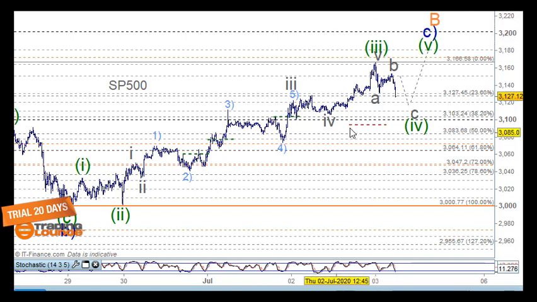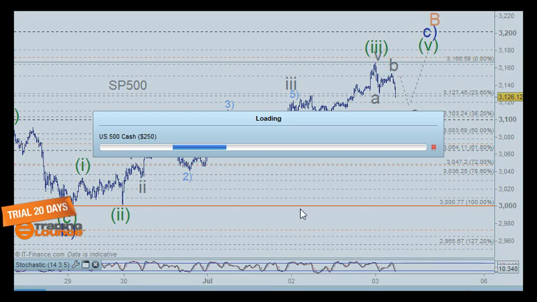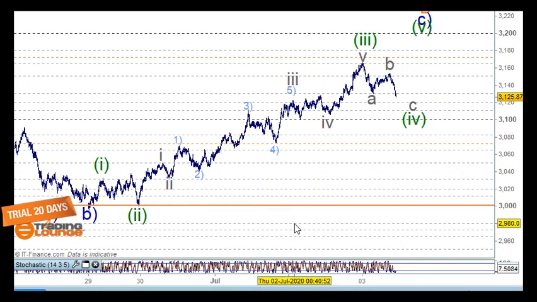I've got long trades in the market. We're just going to wait for this little wave 5 of wave C here, the 5 waves in wave C here, to finish off. We can probably go to the tick chart and have a look at that as well here.